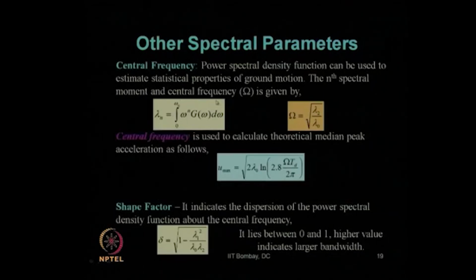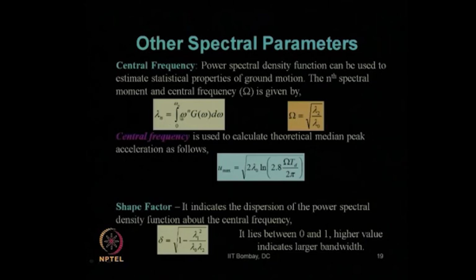Central frequency. What is central frequency? It is estimated from the power spectral density function, the PSD, that we have already discussed. Within that, it can be used to estimate the central frequency of the ground motion. The nth central moment and the central frequency can be estimated like this. This lambda n is the nth spectral moment.